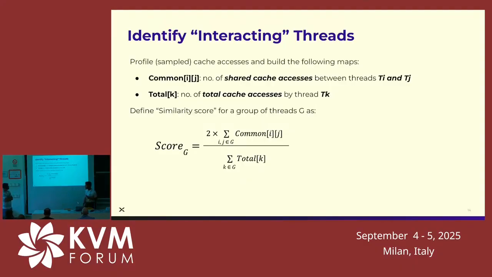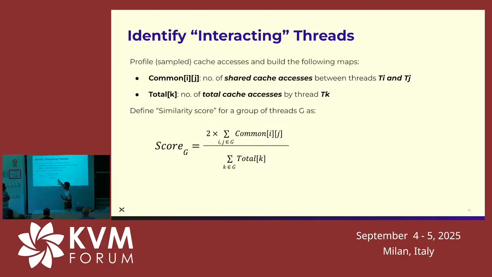Now using these two maps, we define the similarity score of a group of threads: how similar, or how much interaction there is, between a group of threads G. So the similarity score of the thread group G is basically this is how we are defining it.